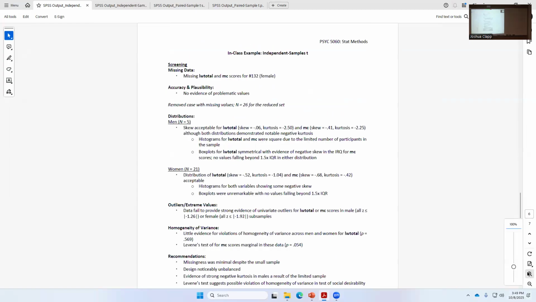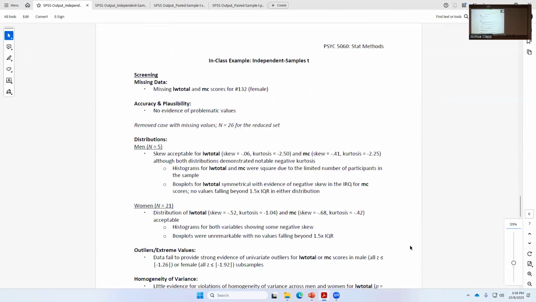So going through it, this is where we pull this all together, okay? And again, for the next set that you're going to do, this is your template. Do this, don't do other things, right? Missing data, looks like we've got 1 case where we've got missing Locke-Wallace and Marlowe-Crowne scores. For case number 132, tell me which group that's coming from, right? So we know we've got a woman in our sample who's missing these values. Accuracy, plausibility, I'm going to make sure that all values are within what we would expect. So that's looking okay.